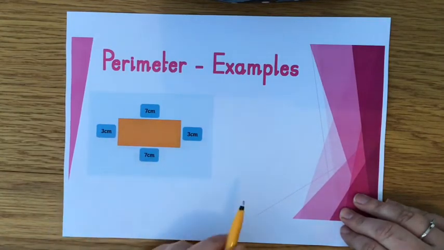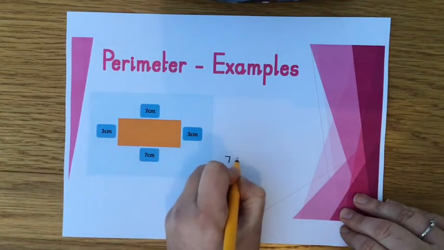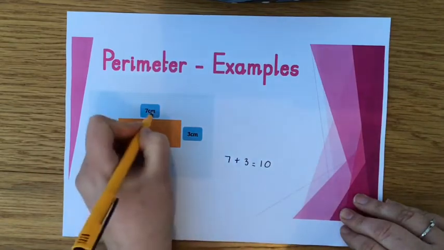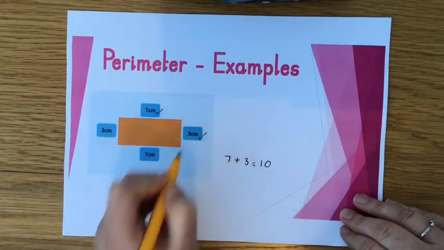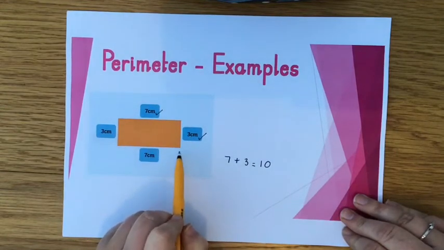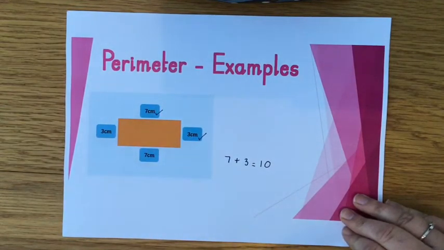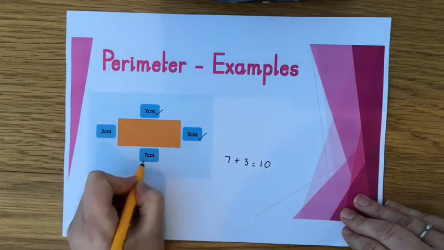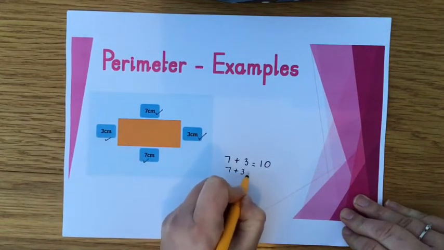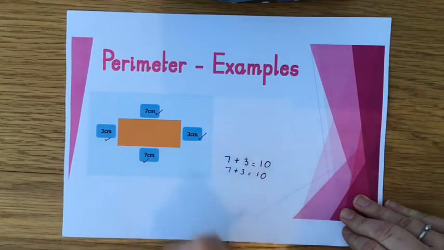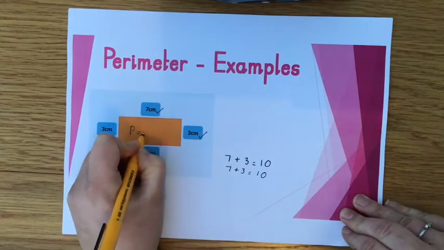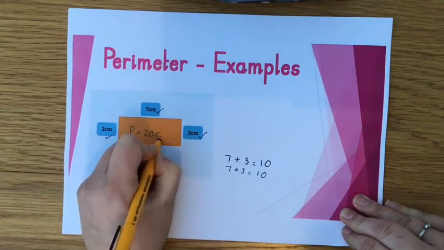Now I can do this mentally. So I'm doing 7 plus 3 equals 10. Okay, you can put a little tick next to each measurement so that you know that you've already added that, so you don't end up adding it twice, which is quite common. Add another 7 plus 3. That's another 10. So the perimeter of this rectangle is 20 centimetres.